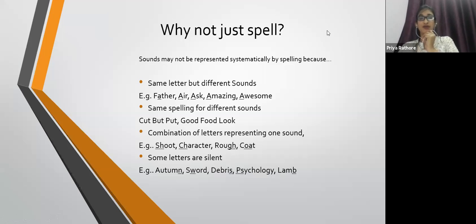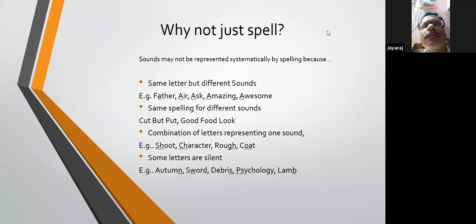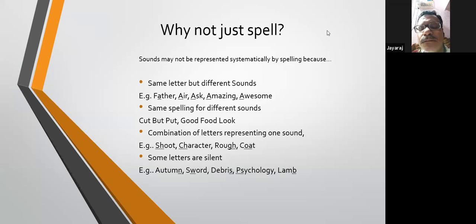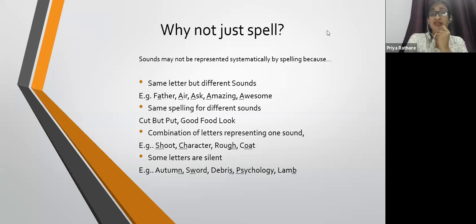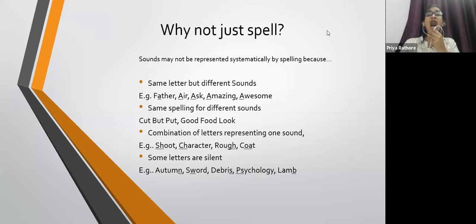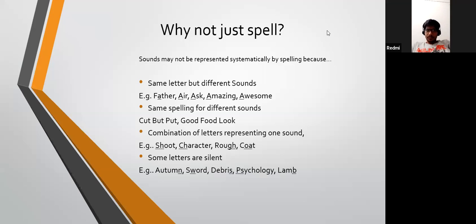Okay, let's take the next word, air. See, when you say air right now, look at the opening of the mouth that you've created, which is different from your father. There, your mouth opening was different. Here, when you say air, it is different. Okay, let's go on to the next one. Ask. Let's do the ask.